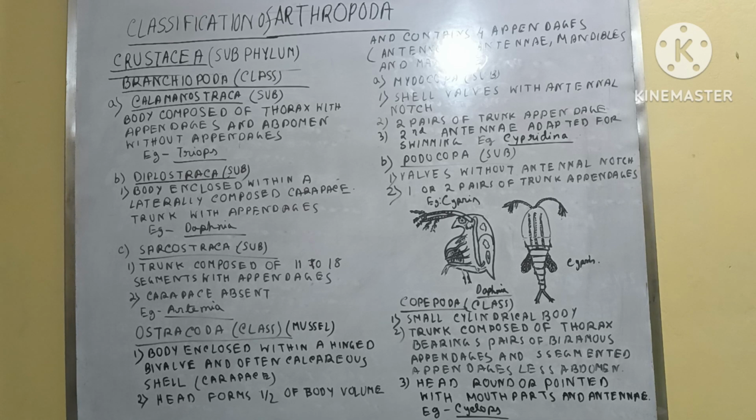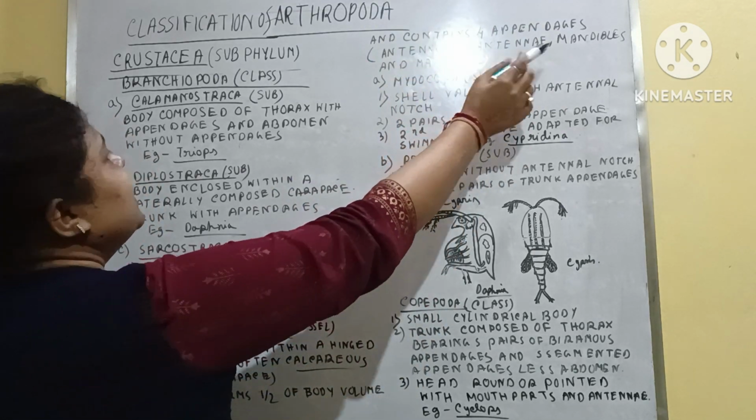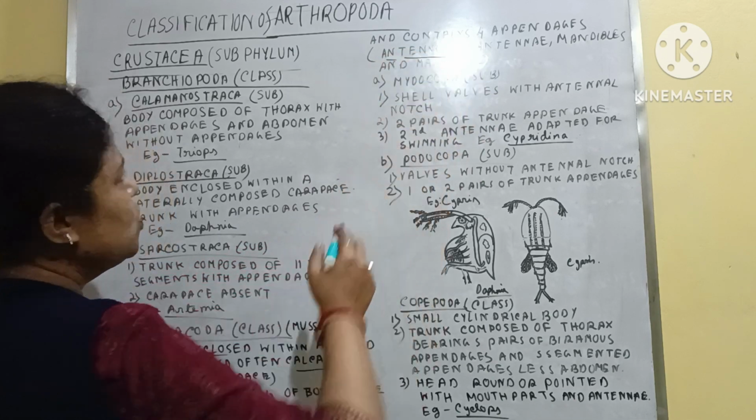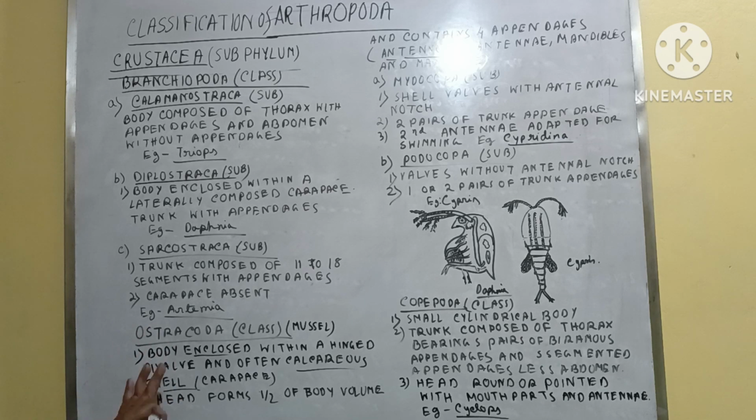Next class is Ostracoda, and sometimes these are known as the mussel shrimp. What are the features? The body is enclosed within a hinged bivalve and often calcareous shell. This shell is called the carapace, and the head forms half of the body volume. The head is the largest part of the body and contains 4 appendages: antennae, mandibles, maxillae, and the antennules. So these are the features of Ostracoda.